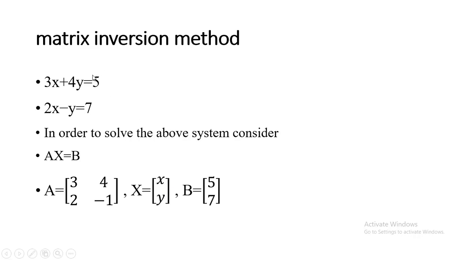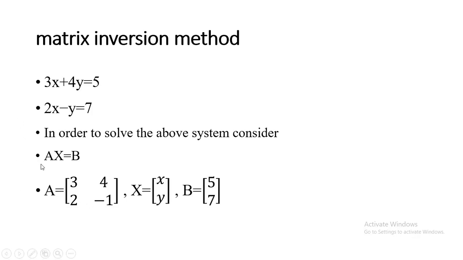And then comes my b, that is the constants. Out here, 5 and 7 are my constants. So b equals 5 and 7, and I will be writing it in the form of a column matrix. Let me tell you again, a column matrix means there can be n rows, multiple rows, but there is only one column.